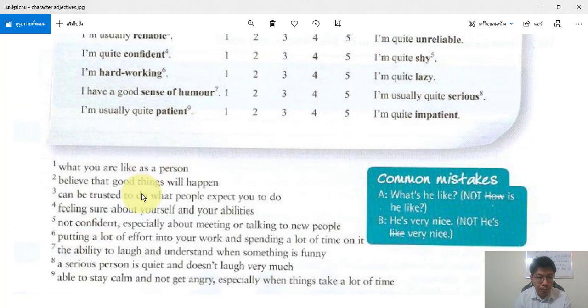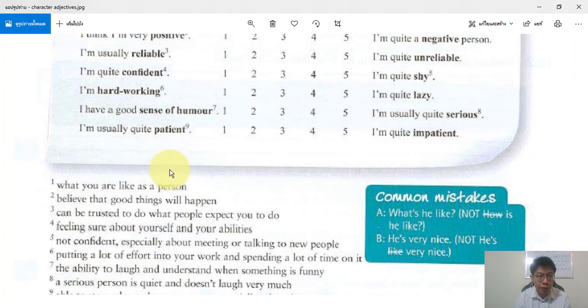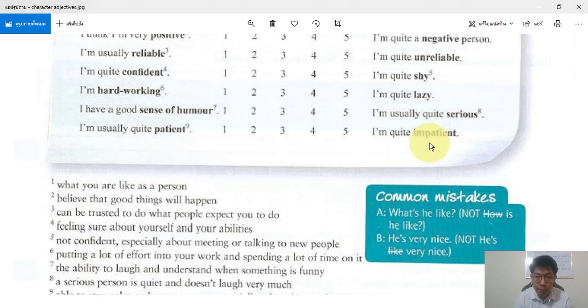Number 9, patient, that means stay calm. That means you can wait for something, you're not in a rush. For example, you want to buy something very much, and maybe you cannot afford to buy it, so you have to save your money. No matter how much you want to buy it, you have to save your money. That's being patient. And the opposite is impatient.